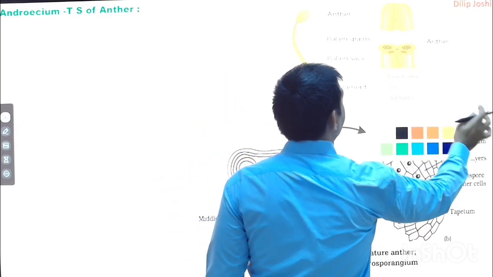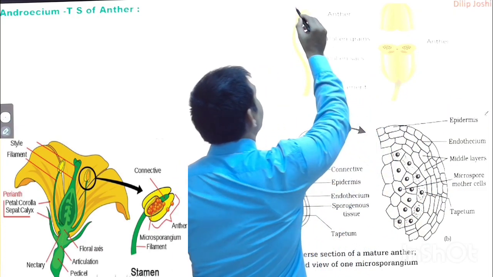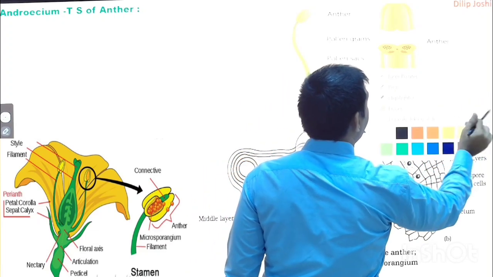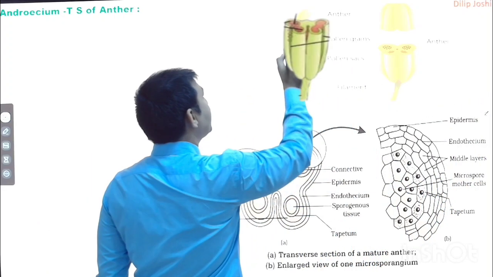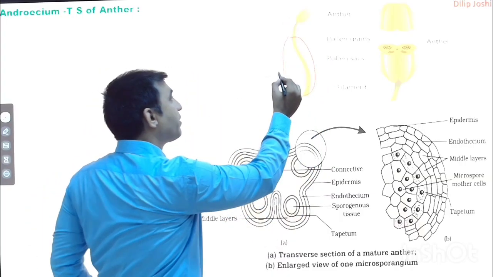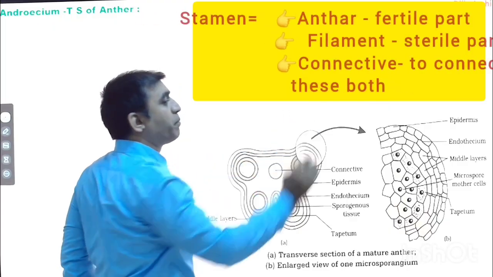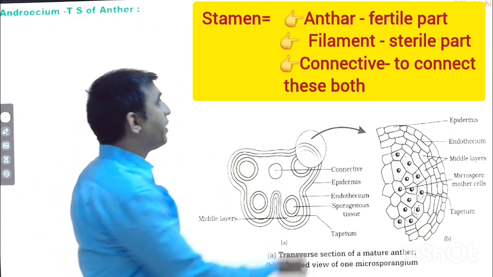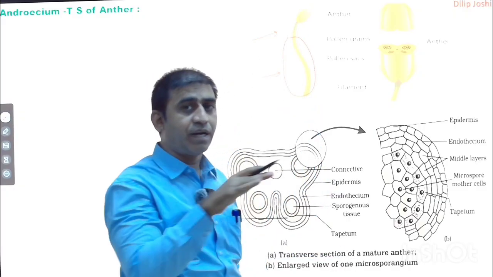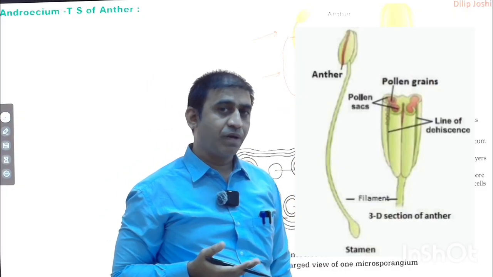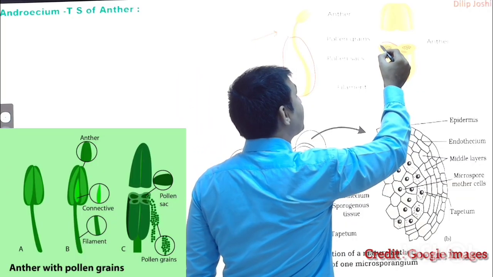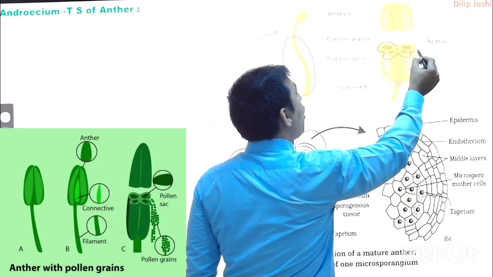Here you can see this part is the anther, and the long slender part is the filament. This is the sterile part, and this one is the fertile part. Then when we take the transverse section of the anther, we can see this is a dithecous anther. Di means two and theca means a chamber. So after taking its transverse section, we can see these four locules, or chambers.